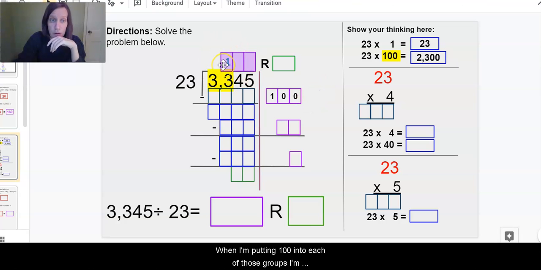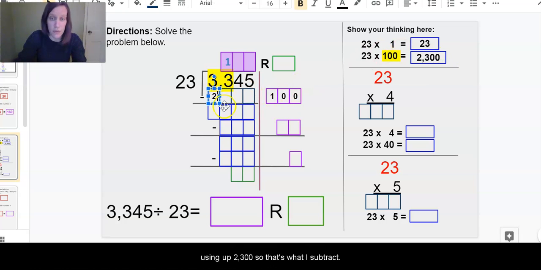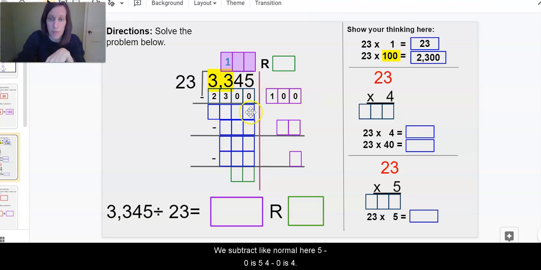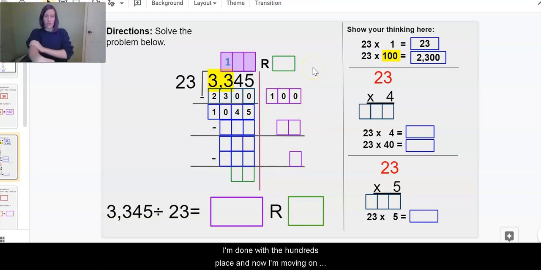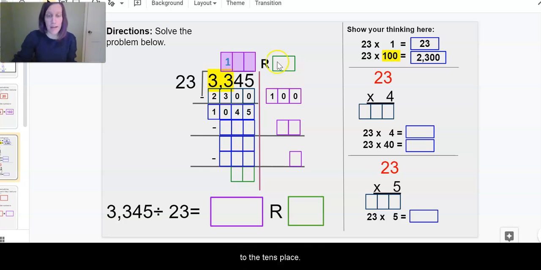When I'm putting 100 into each of those groups, I'm using up 2,300, so that's what I subtract. We subtract like normal here. 5 minus 0 is 5. 4 minus 0 is 4. 3 minus 3 is 0, and 3 minus 2 is 1. Okay? So I'm done with the hundreds place, and now I'm moving on to the tens place.